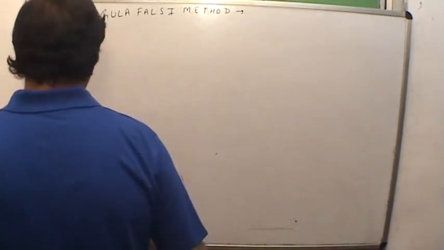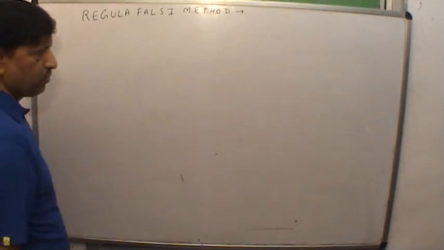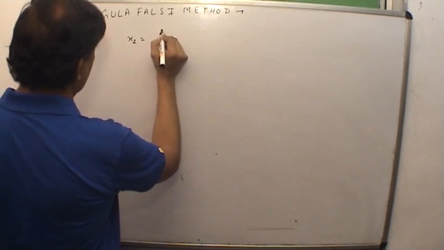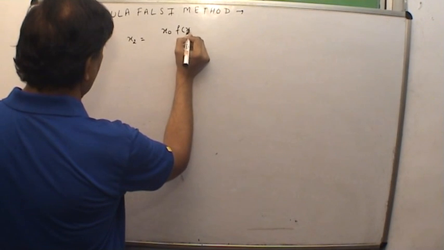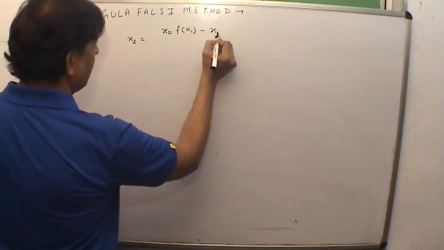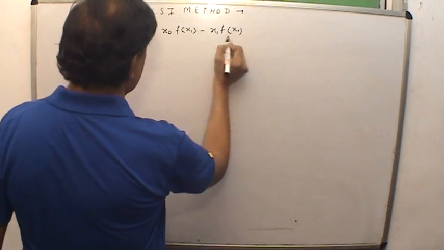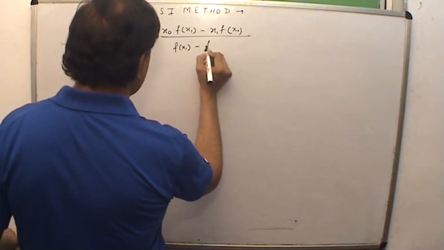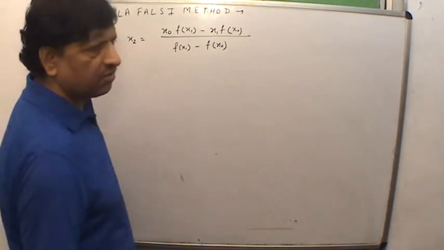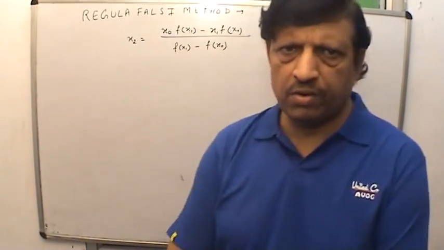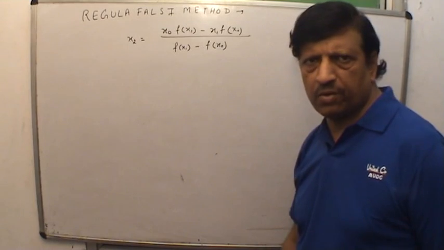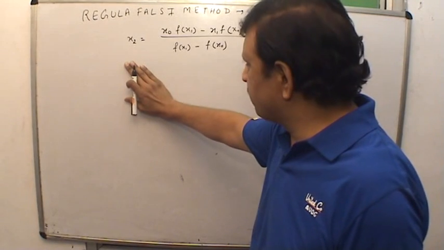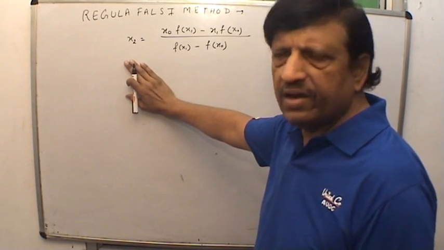First of all, we see the formula used in this method, that is, x2 is equal to x0 into f of x1 minus x1 into f of x0, divided by f of x1 minus f of x0. Here 0, 1, 2 we will identify during the solution. It may be different from some method formulas written in the book, but it is the same.